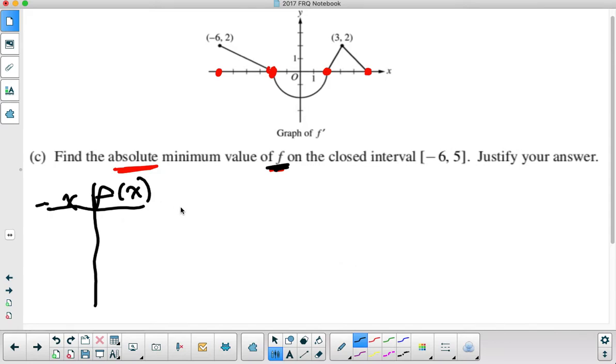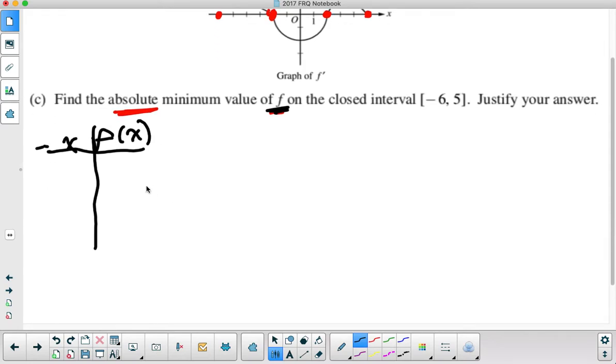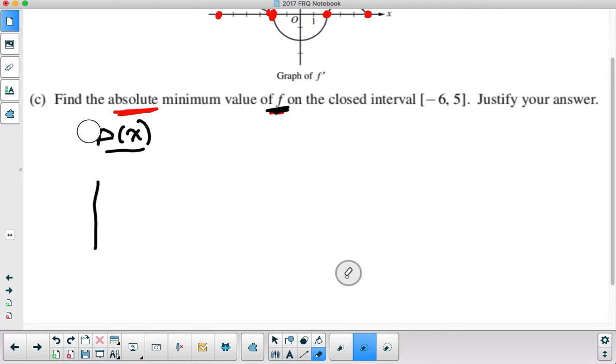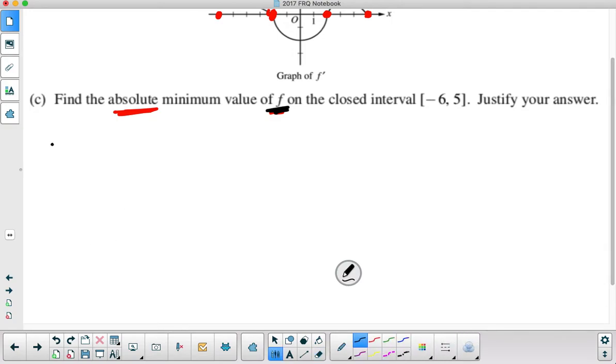Now, excuse my table here because I'm trying to get used to this new tablet that I don't like using because I'm not used to it, but I'll get used to it. My writing will look a little better. So let me start over here.